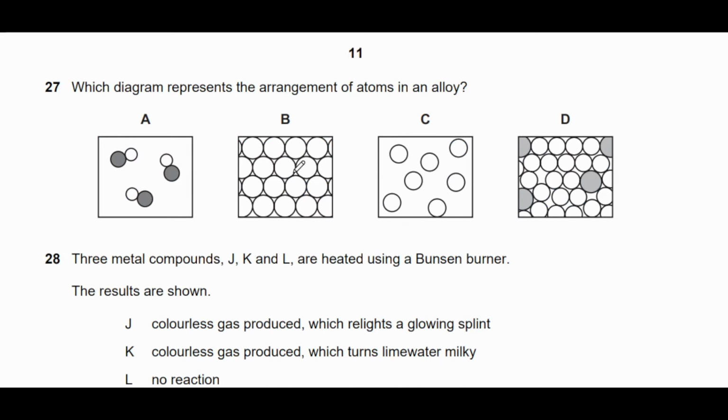Which diagram represents the arrangement of atoms in an alloy? Okay, so A is not correct because an alloy is a mixture. Alloys are mixtures. Okay, the two elements don't react together. They are just in a mixture, a solid mixture. Okay, B is incorrect because there's only one type of atom or element, right? C is also incorrect because there's only one type of atom, right? And D is the answer because there are 2 types of atoms and they are in a solid-like structure. Okay.